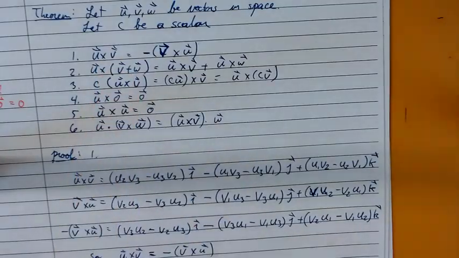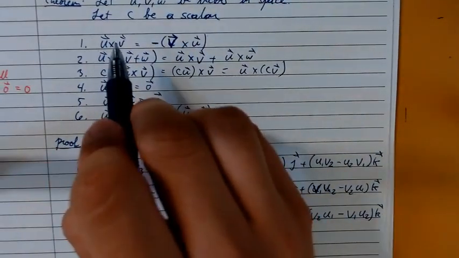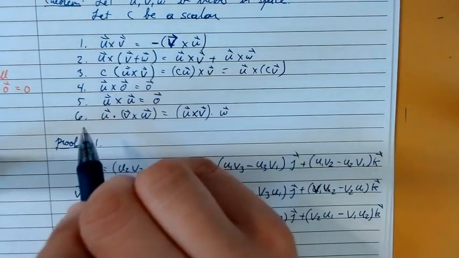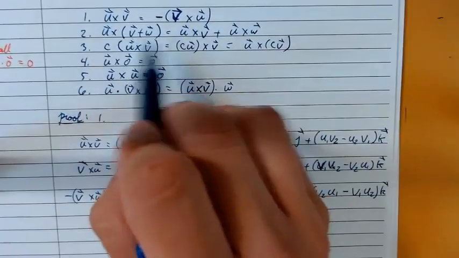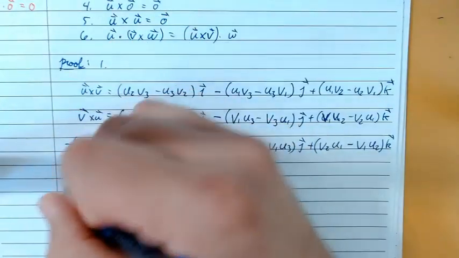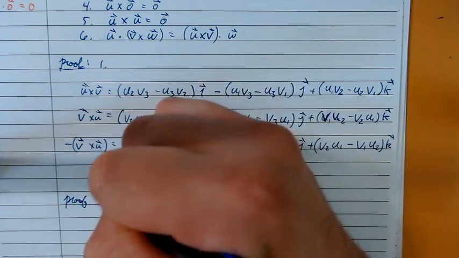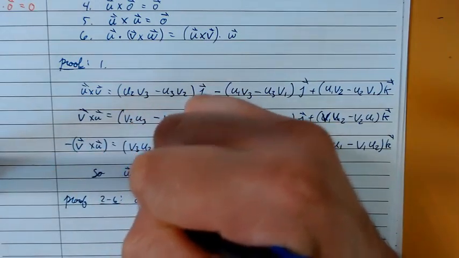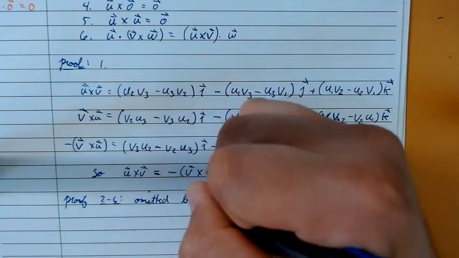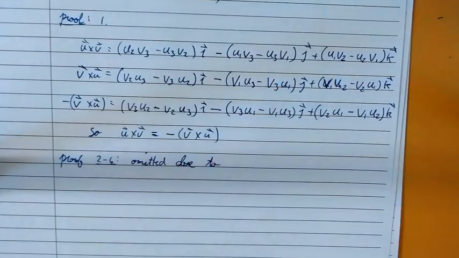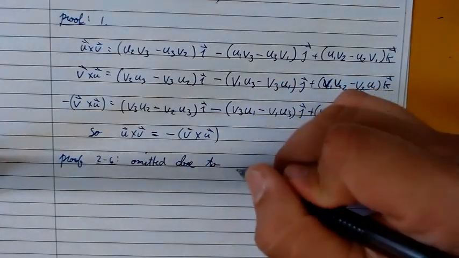All of these properties are proved exactly the same way. You go by definition. You say, okay, what's the definition of this? What's the definition of this? And then compare them. All of these are proved the same way. So proof of number 1 is here. The proof of 2 through 6 is omitted due to, let's say, tedium.